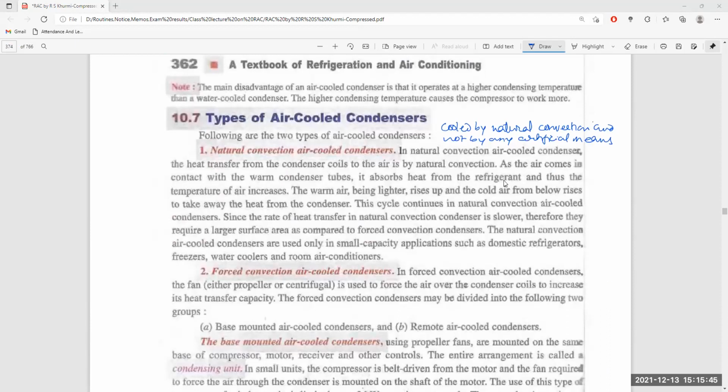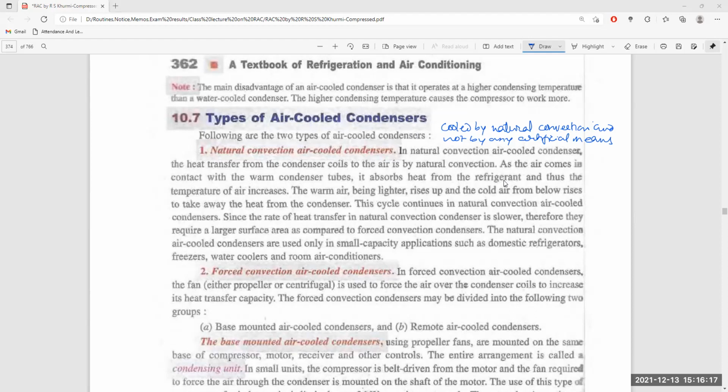The warm air being lighter rises, and this cycle continues in a natural convection air-cooled condenser. But here, this type of heat transfer is slow, therefore it requires a larger surface area compared to a forced convection condenser. But at the same time, increasing the number of tubes also reduces the capacity of the condenser. Natural convection condensers are used only in small capacity applications like small capacity domestic refrigerators, domestic freezers, water coolers, etc.